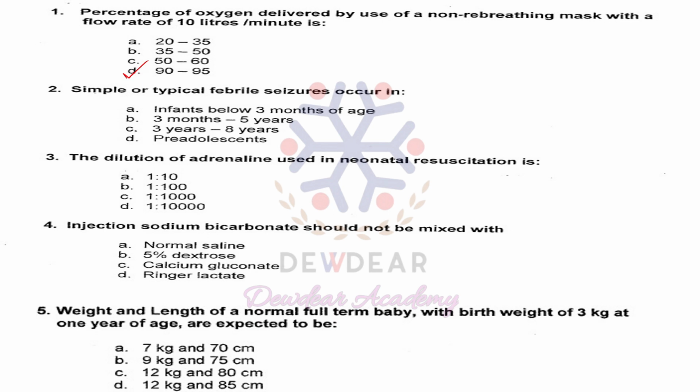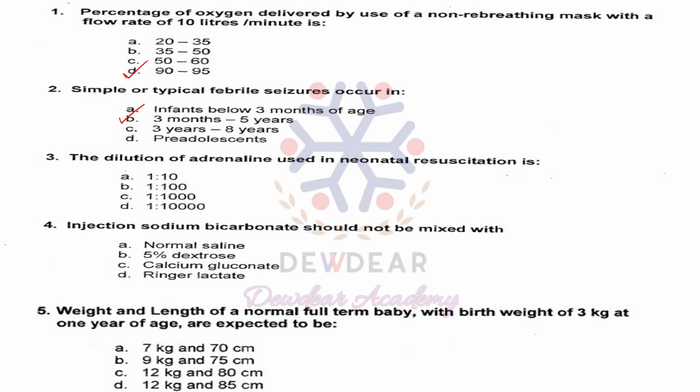Then second question, simple or typical febrile seizures occur in. Options are infants below 3 months of age, 3 months to 5 years, 3 years to 8 years, pre-adolescence. So febrile seizures occur in which age group? That is the question here. The correct answer is option B, 3 months to 5 years, the age group in which typical febrile seizures occur.